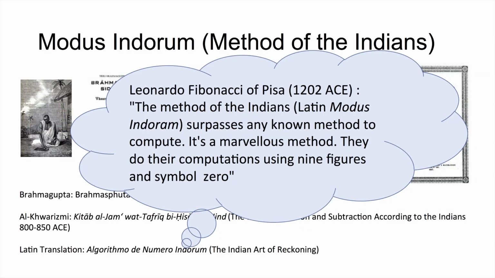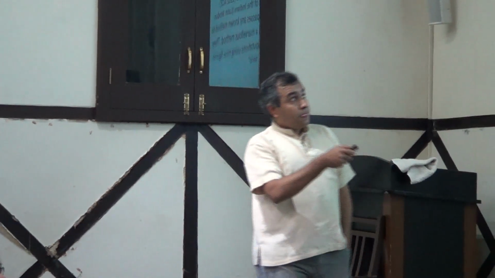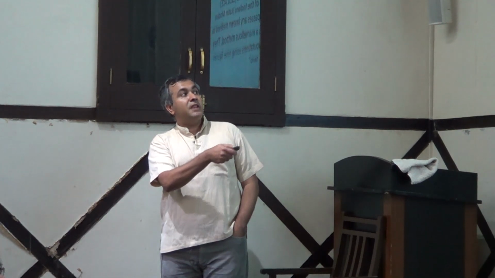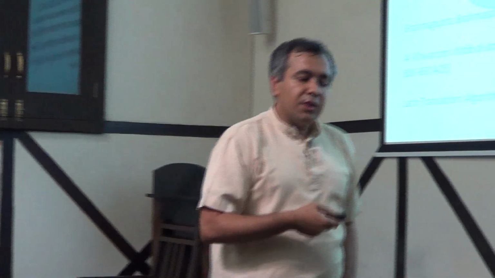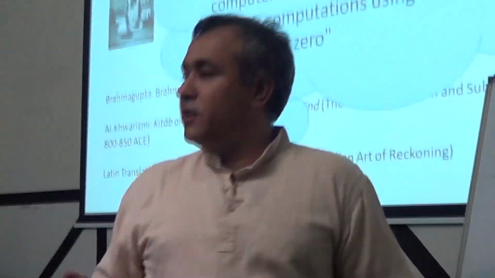This was then transferred on when Al-Khwarizmi wrote his book, where the title says the Book of Addition and Subtraction according to the Indians. So this was transferred and then further transferred to the West, in the Latin translation of Khwarizmi's book, Algoritmi de Numero Indorum, the Indian art of reckoning numbers. Even as recently as the 12th century, Leonardo Fibonacci of Pisa says the method of the Indians surpasses any known method to compute. It's a marvelous method. They do their computation using 9 figures and the symbol 0. So these two algorithms, right now we might take this algorithm for granted, this way of addition.